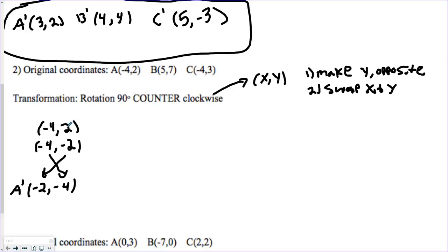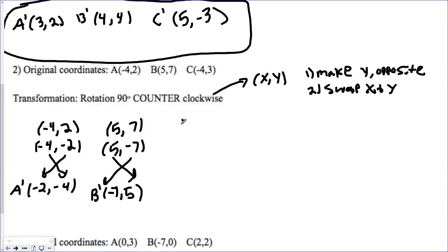So the first step is to make the y into the opposite, and the second step is to swap the x and the y values. Same thing for everything. So we'll do b here. 5 comma 7. Make the y the opposite, so negative 7, and then swap. So b prime would be negative 7 comma 5.